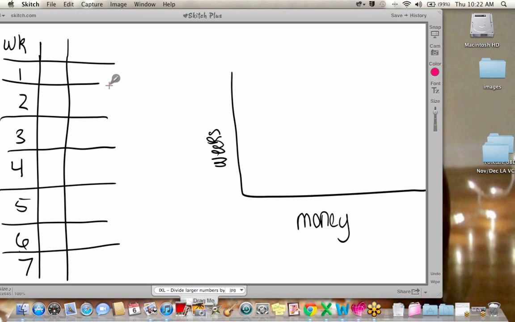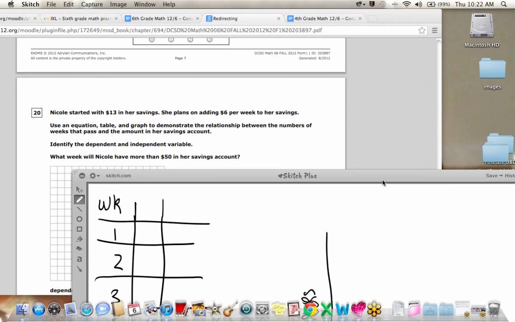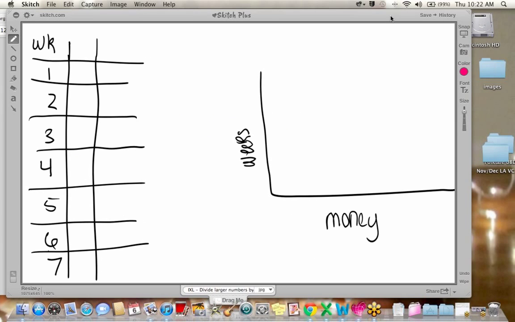So her first week, she has, let's see, she has $13 plus 6. I got to reread that problem. Was it 6? Yeah, add $6. Okay, great. So she has $13, so it's basically $13 and then she ends up with 19. I think I can say 6x plus the 13 will give me, we could just call weeks y.